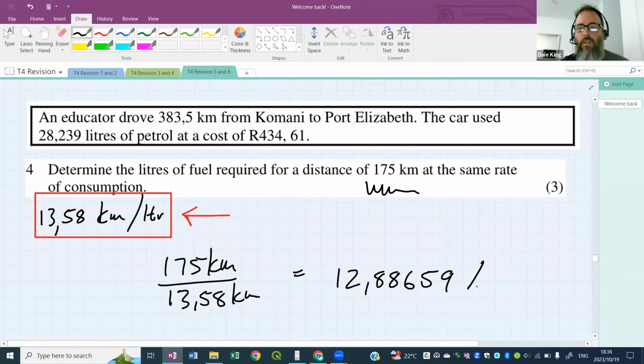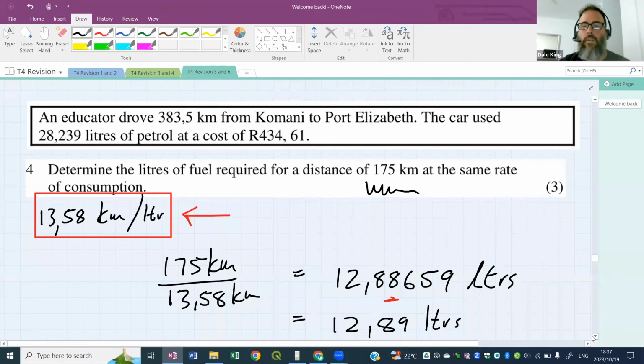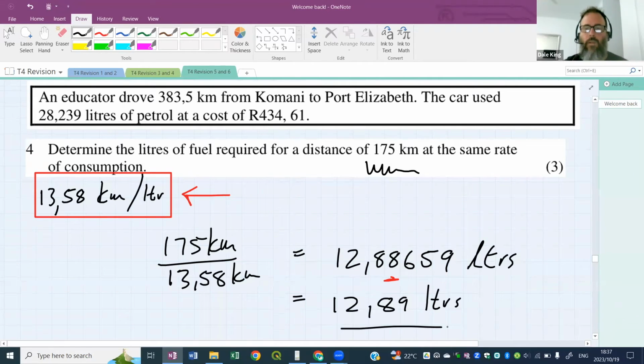So this is 12.88659 liters. We round this off, looking at that 8, to 12.89 liters. Let's go down and make sure the question is right there: liters of fuel required for the distance at the same rate. Yep, we got it. Well done, everyone.